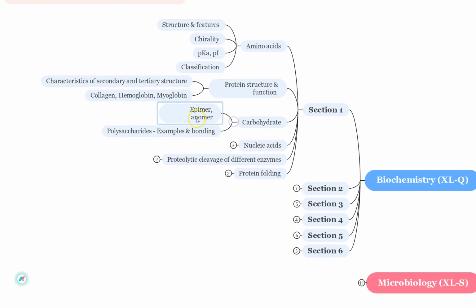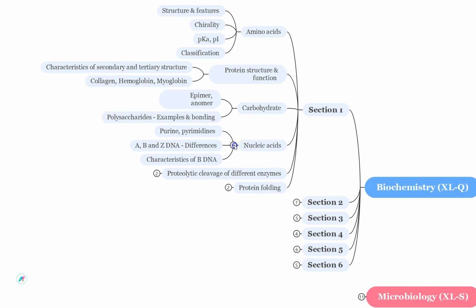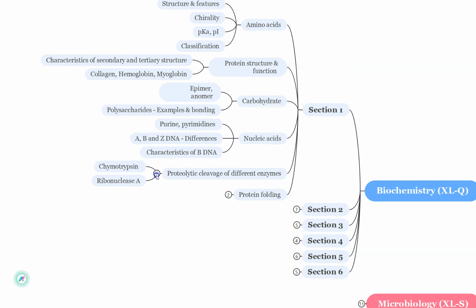From protein structure and function, characteristics of secondary and tertiary structure, collagen, hemoglobin and myoglobin are important. Carbohydrates: the concept of epimer, anomer and different examples of polysaccharides, including the bonding which is present between them. From nucleic acids, purines, pyrimidines, differences between different forms of DNA, that is A, B and Z, and also you have to study the characteristics of all of these, especially for B-DNA.